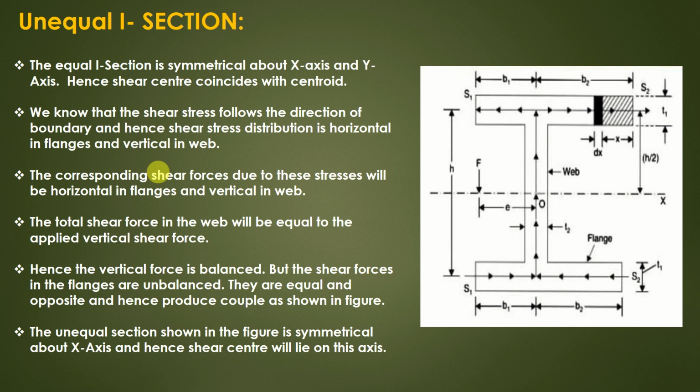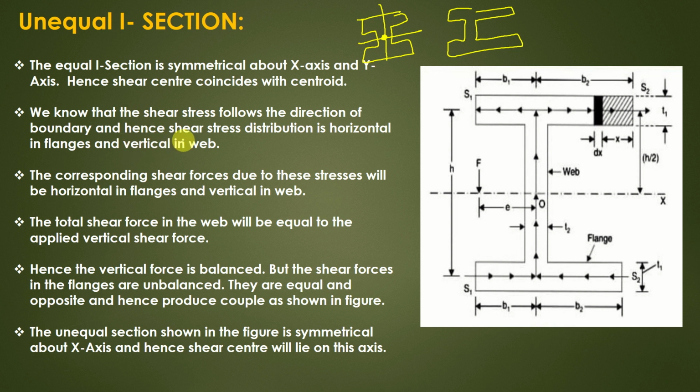Okay, let us see now. An equal I section is symmetric about the x and y axes. An equal I section means it is like this. It is symmetric about the y-axis. It is symmetric about the x-axis. And for such a type of I section, the shear center is at the center. So look, it is coinciding with the centroid. And for this unequal section, we are now calculating the shear center location.